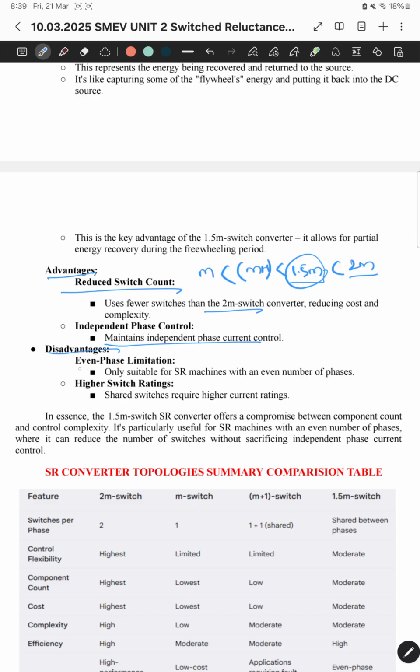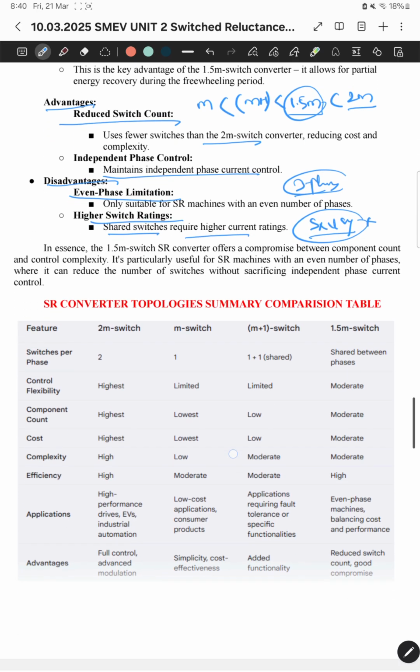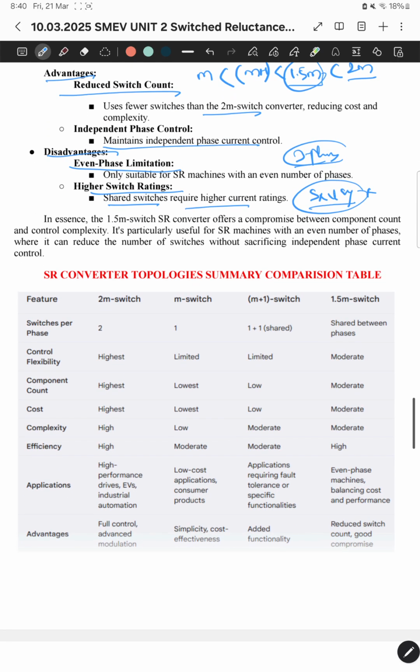Coming to the disadvantages, it can be used only for even numbers of phases. If I want to go with a 3 phase machine, it is not suitable for this 1.5 m topology. There is also a higher switching rating, so the shared switches, that is the Sx and Sy switches, have to be of higher ratings, because they are used for both phases.